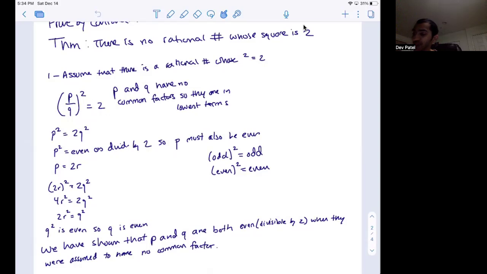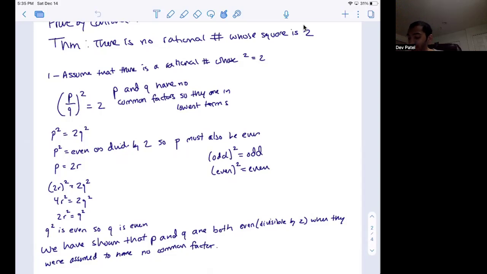So because p is even, p can be represented as 2 times an integer r. If we replace p equals 2r into the equation p squared equals 2q squared, we get that 4r squared equals 2q squared, and then from that we get 2r squared equals q squared. Now we have shown that q squared is even because 2 is a common factor, right? We're multiplying 2 by r squared to get q squared. And so we know that q squared is divisible by 2, which means that q squared is even. If q squared is even, as per similar logic from above, we know that q is also even.